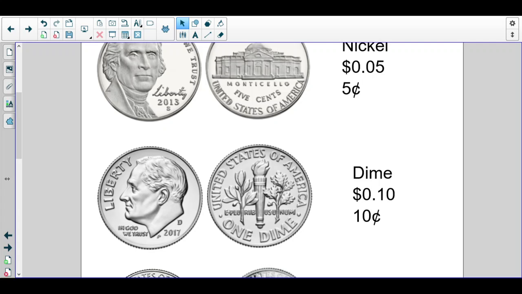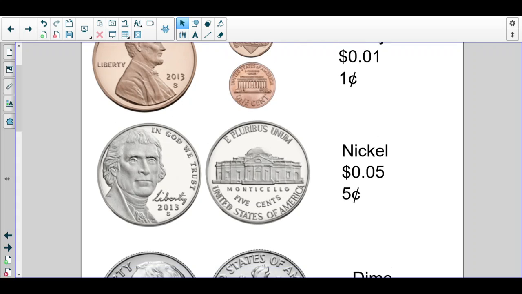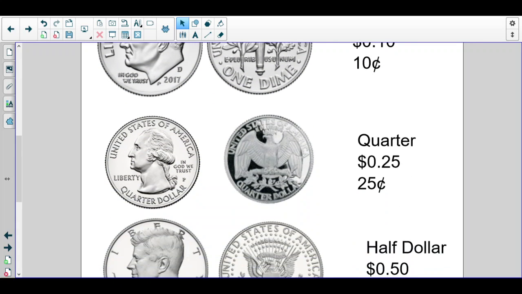Now keep in mind, 0.10 is not the same as 0.01. All right. Then we come down here to the quarter. The quarter has George Washington on it. And on the tail side, sometimes you might see the eagle back there, but the quarter has gone through a couple different programs, like the state quarter program, where you might see different states on the back of it. So depending on the age of the coin, depends on what would be on the back of there.